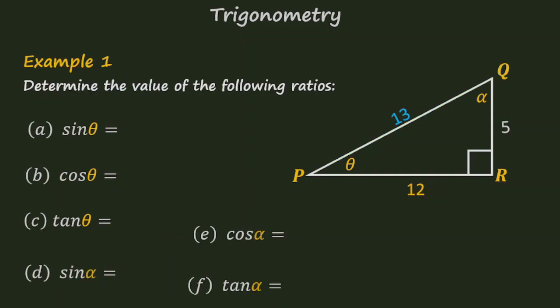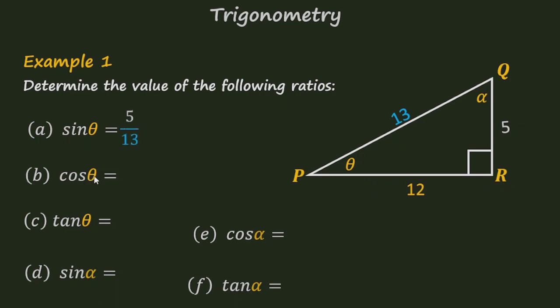The following example demonstrates how we express the trig ratios when given the lengths of the sides of a right-angled triangle. You've been given PQ equals 13 units, PR equals 12 units, and QR equals 5 units. And we are required to determine the following trigonometric ratios. Now the sine of theta should be given by the opposite side to theta over the hypotenuse. That will be 5 over 13.